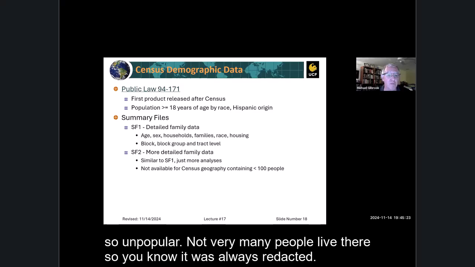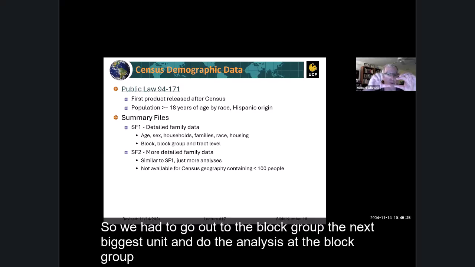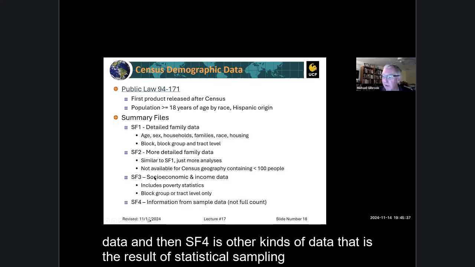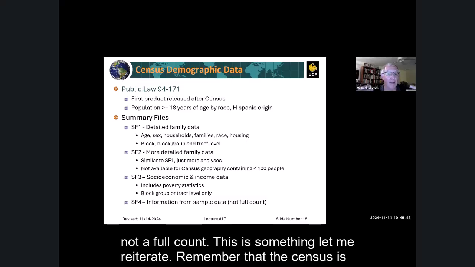It was always redacted. So we had to go out to the block group, the next biggest unit, and do the analysis at the block group level. SF3 is where you get socioeconomic and income data. And then SF4 is other kinds of data that is the result of statistical sampling, not a full count.